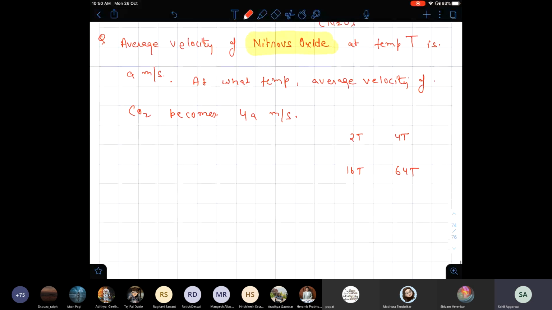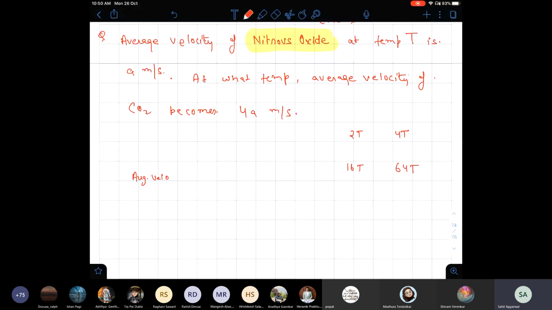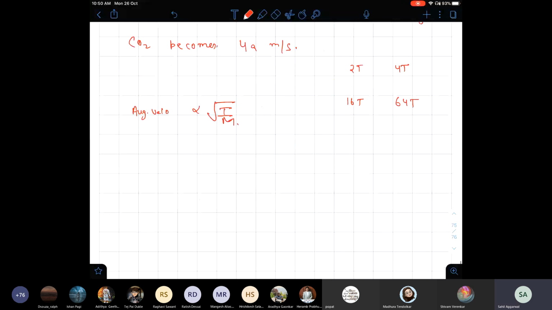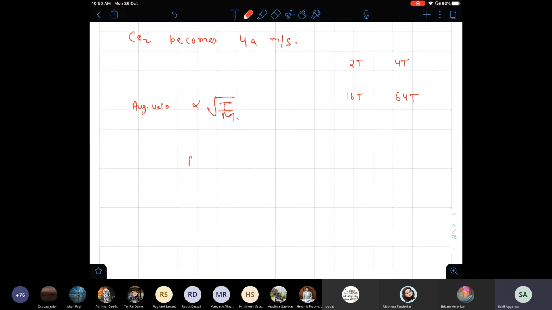कैसे करेंगे? Average velocity is directly proportional to root T by M. So we can say average velocity of N2O divided by average velocity of CO2 is directly proportional to root of T of N2O divided by T of CO2, into M of N2O, M of CO2. Right?